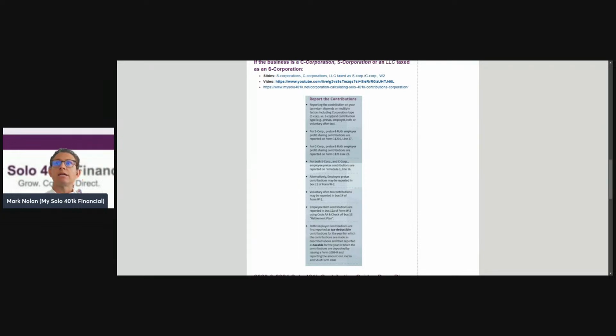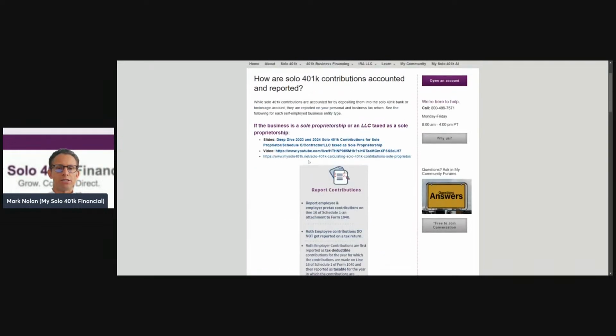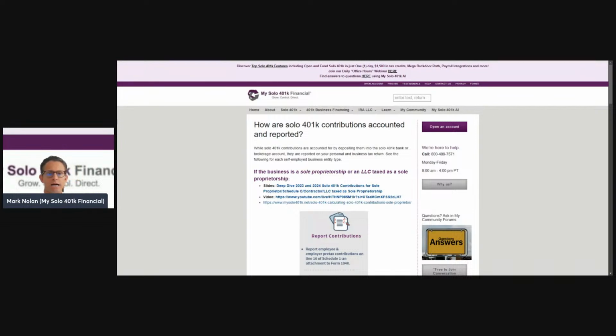But yeah, I'm looking at this page here from our website. It's a great page, titled "How Are Solo 401k Contributions Accounted and Reported?" And you can search this box here on our website on the top right. Just type in there, how are solo 401k contributions reported, and it'll bring it up for you. So hopefully that answers your question there.